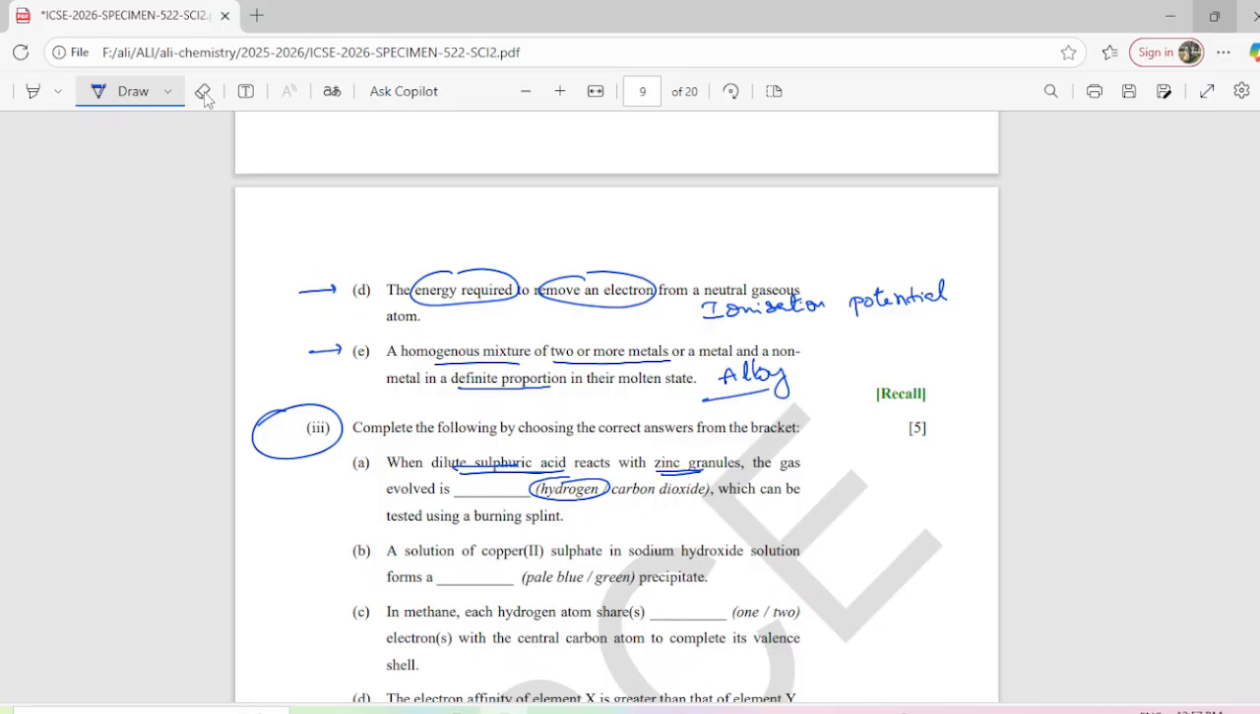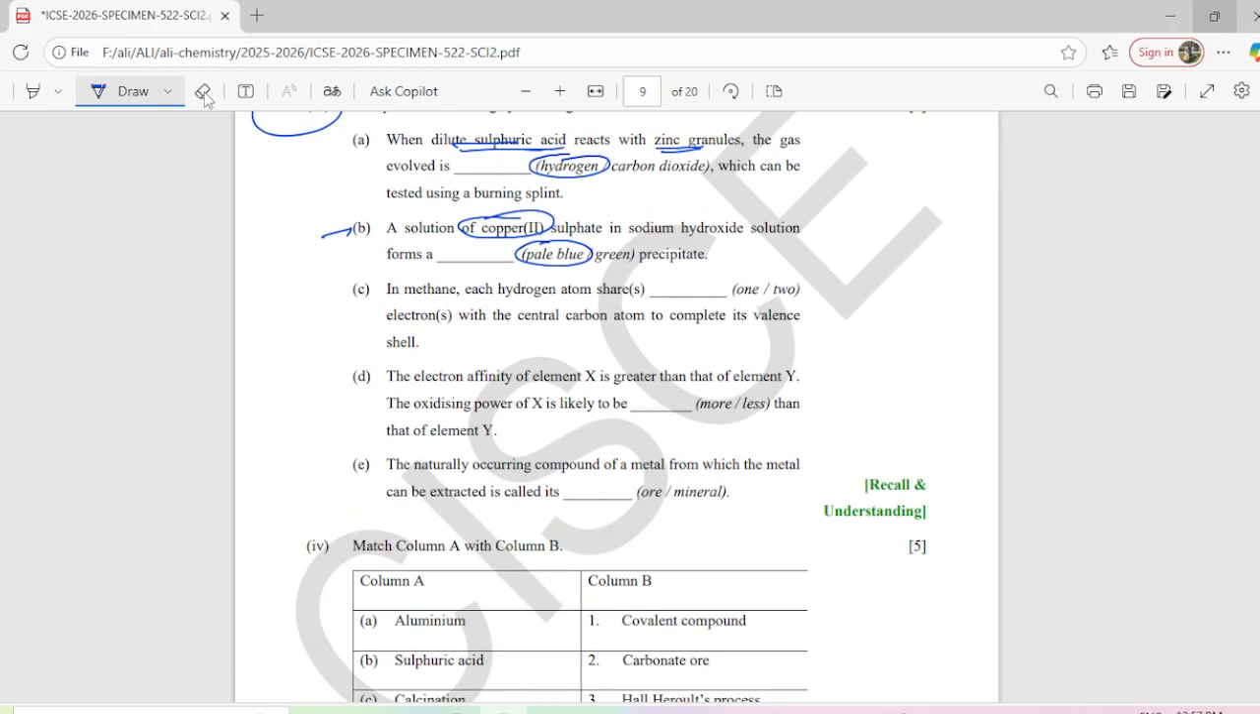A solution of copper sulfate in sodium hydroxide solution forms. So you are taking copper. Copper ion will always form pale blue precipitate. So answer is pale blue precipitate.